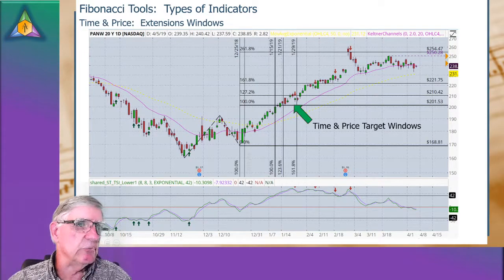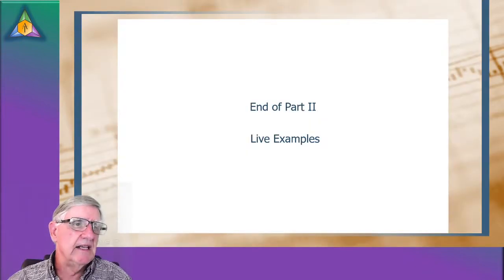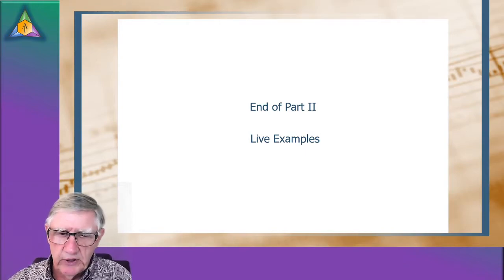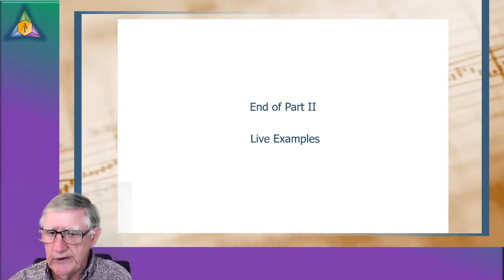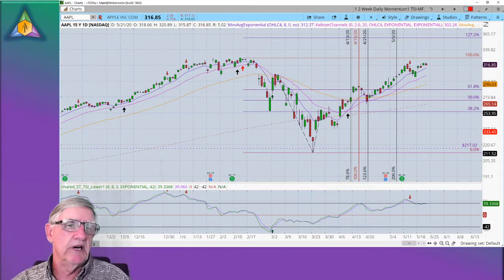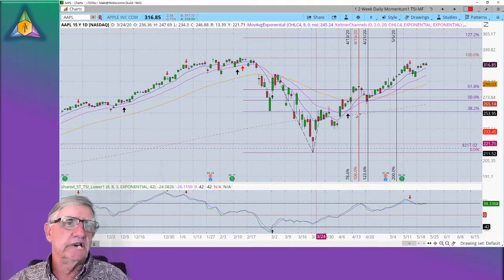So let's see what else we got here. Time resistance, target, window. And so that ends part 2. Let's go ahead and take a look at a live example of this. And the live example that I put together, again, is our buddy Apple. I do want to change one thing here.